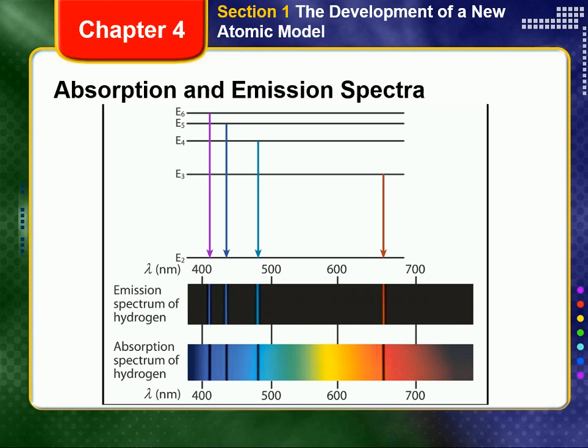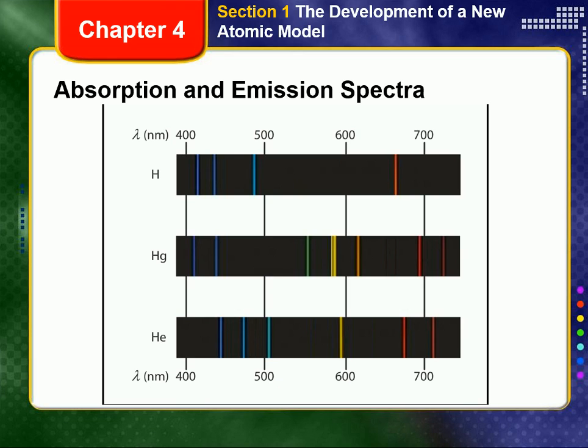The reverse process is also possible. If a bright white light is shown through a sample of unexcited hydrogen, photons can be captured by the electron in hydrogen if their energy corresponds to an allowed transition in the hydrogen atom. The result is an absorption spectrum. It has black lines that indicate that the gas has absorbed photons that have energies corresponding to the wavelengths of the bright lines of the emission spectrum of hydrogen. Each element has unique emission and absorption spectra. Here, the emission spectra of mercury and helium are shown with that of hydrogen for comparison.